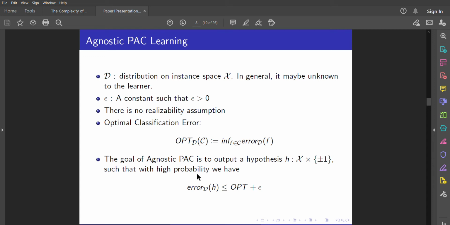So we compare it against the optimal classification error denoted by OPT, where OPT is defined as the infimum of all the errors, where the infimum is taken over all the possible concepts belonging to the concept class C. So the goal of agnostic PAC is to output a hypothesis such that with high probability the error of this hypothesis is less than or equal to the error of the best fitting hypothesis plus epsilon.